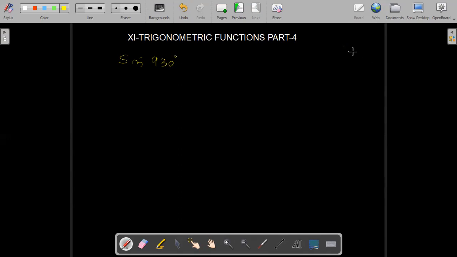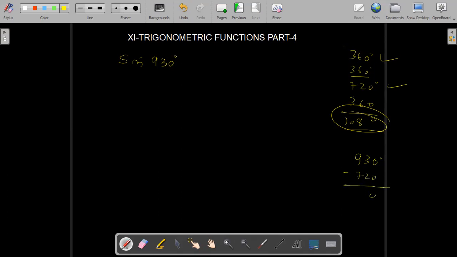Okay, so we check 360. Yes, it is less than 930. Then if you add one more 360, this will become 720. This is again less than 930. One more 360 will make it 1080, so that is more. So it has 2 rounds of 360 degree. So you can say 930 minus 720, which is 210.